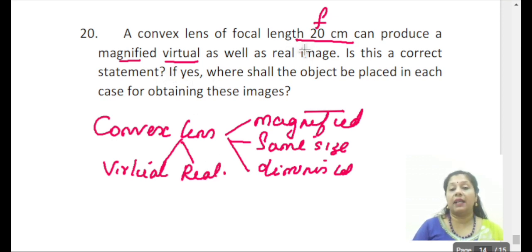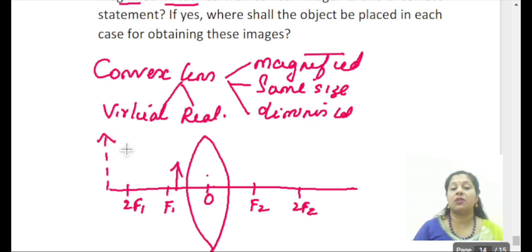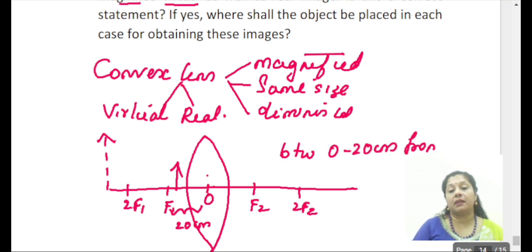So if the focal length is 20 centimeter, where should we place the object in order to get a virtual image? This is the convex lens and we have the principal axis. This is the optical center, F1 to F1, F2 to F2. We know that when the object is between F1 and O, it will produce a virtual and erect image on the same side. So since here the focal length is given as 20 centimeter, we have to keep the object between 0 to 20 centimeter from the lens.